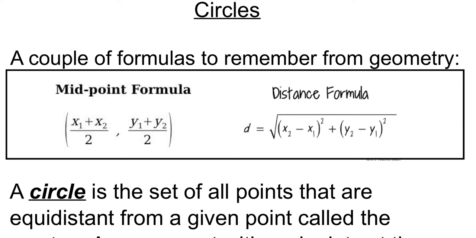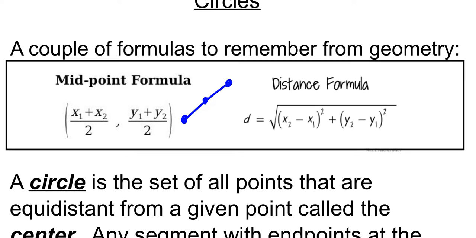A couple of formulas just to remind you of from geometry is your midpoint formula. Remember, that's if you have some sort of line and you want to find the middle point of it. You add the x-coordinates divided by 2, you add the y-coordinates divided by 2. And then, of course, the distance formula, which tells you how long a line segment is. We'll be using both of those today.